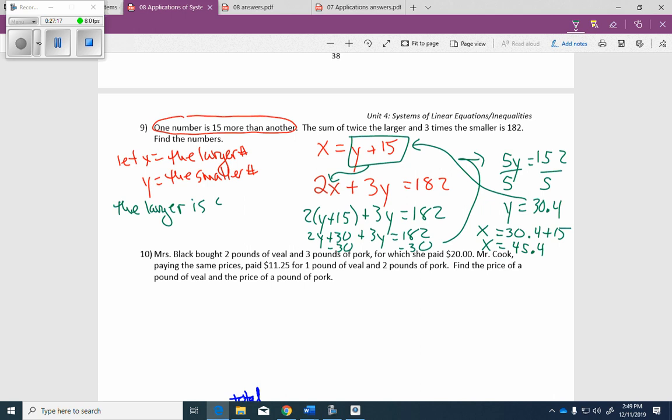So the larger is 45.4, while the smaller is 30.4.